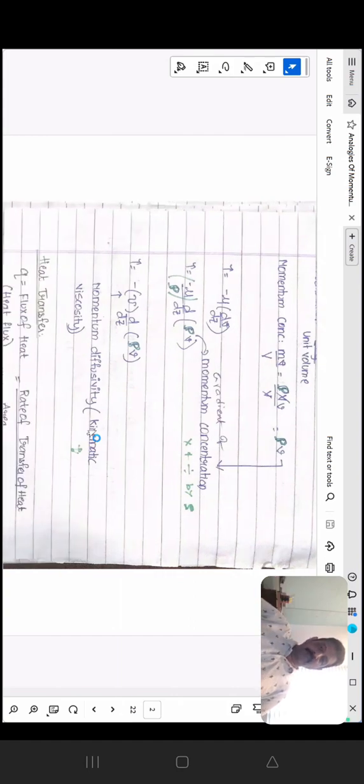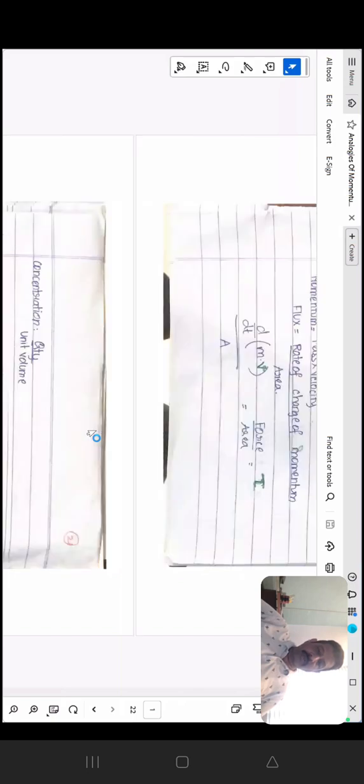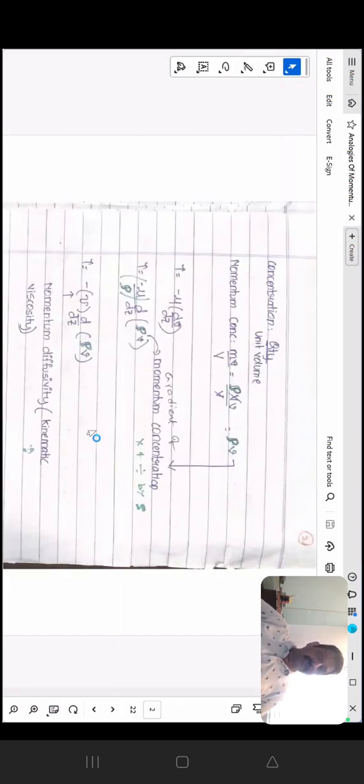Right. Now write Newton's law: tau is equal to minus mu dv by dz, which we have written. Right? Let me modify it slightly. I'll multiply and divide by rho. So it becomes mu by rho into d(rho v) by dz. So d(rho v) by dz, as I just said, we call momentum concentration. So what did we get? This is nothing but the gradient of momentum concentration.